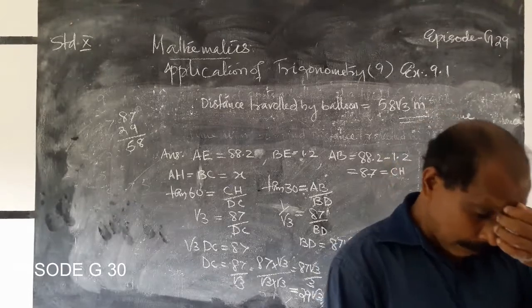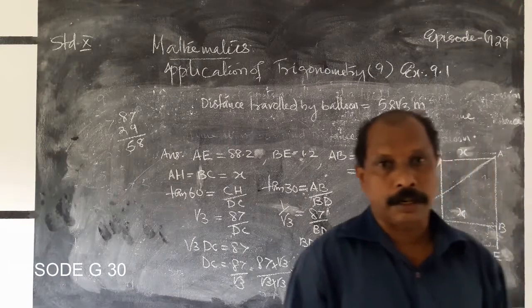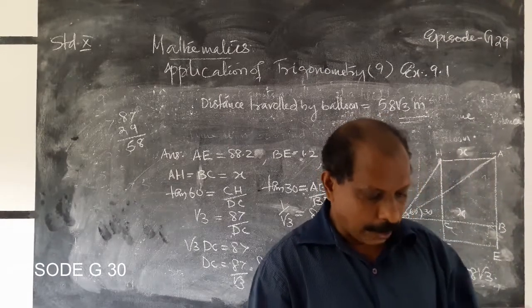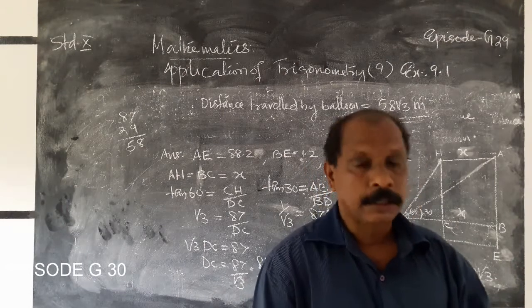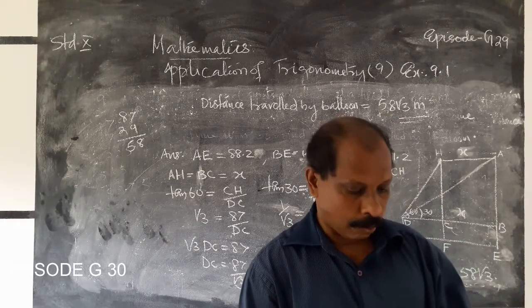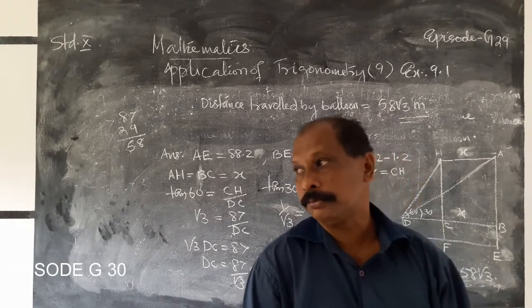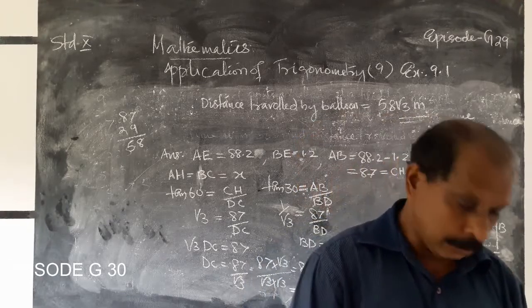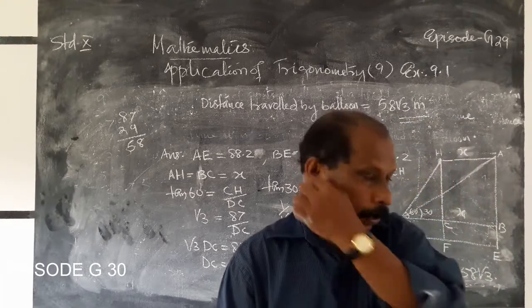Dear students, the third question and the fourth question are also homework. The last two questions, the 15th question and the 16th question, are simple questions. They are also for your homework. Therefore, this chapter, application of trigonometry, is closed. All other questions from the exercise are your homework.